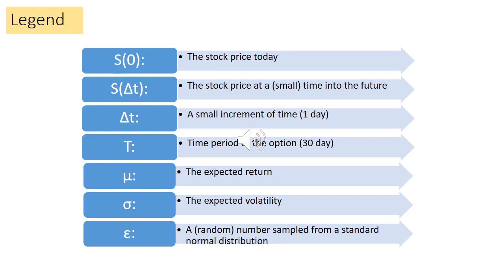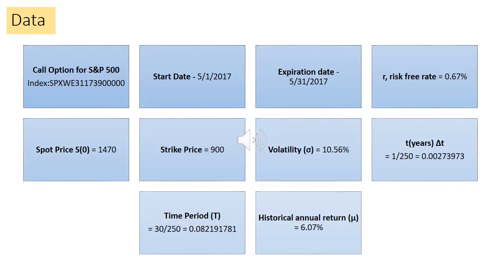The legend here breaks down the formula and explains its components. For example, S0 refers to the stock price today or the spot price. S delta T is the value we are trying to find, that is the stock price that we would be simulating using Brownian motion. Mu and sigma refer to the expected return and expected volatility over the time period T, and epsilon refers to the random value sampled from the normal distribution.